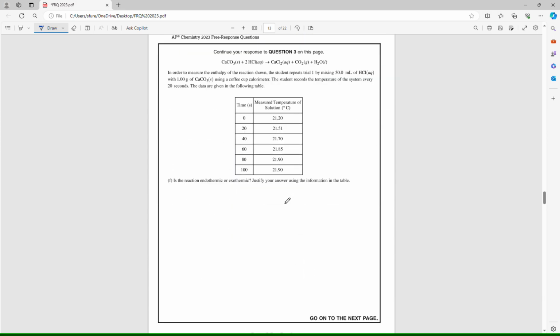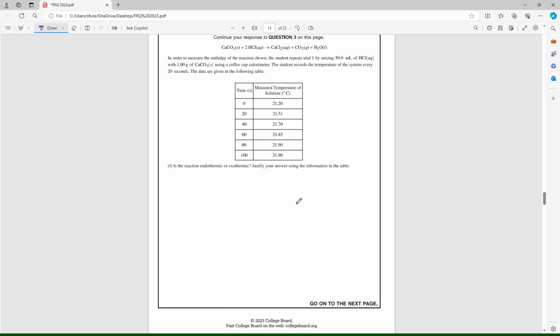All right. Part F: is the reaction endo or exothermic? We can see temperature's increasing, 21.2 to 21.9, so it's exothermic.